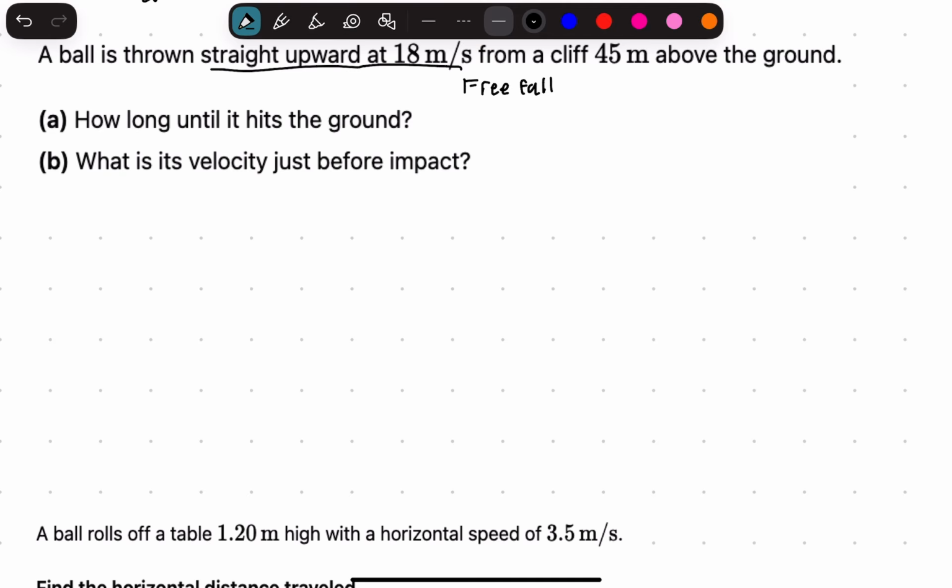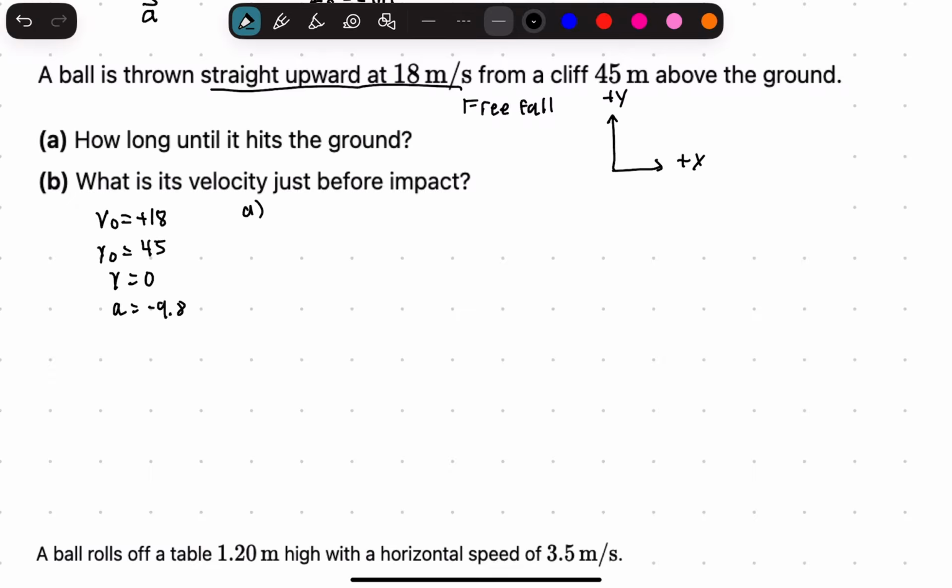Okay, so we can define our coordinate system to be this: positive y being up, and positive x being to the right. Now, we can write our known values, which is v initial is going to equal positive 18, y initial is going to equal 45, y is going to equal 0, a is going to equal negative 9.8. Now, let's solve part a. How long until it hits the ground?